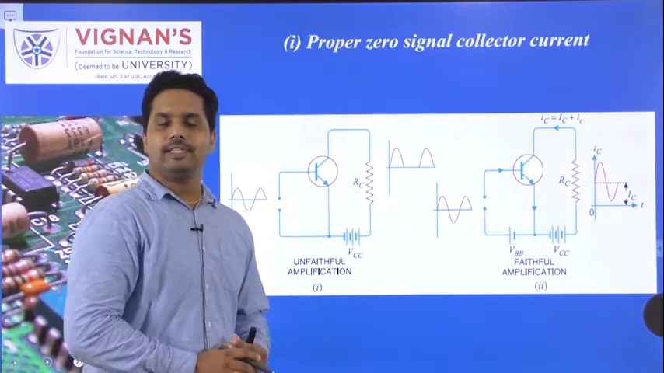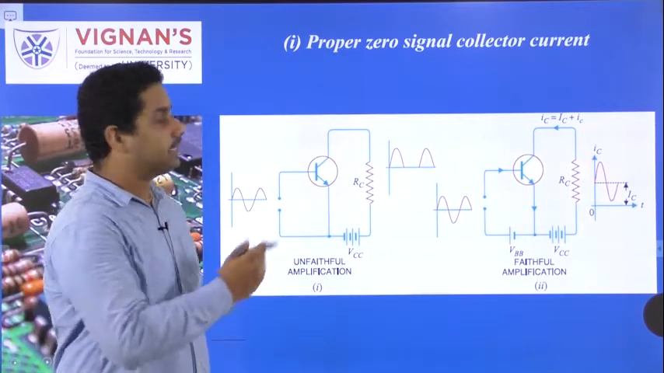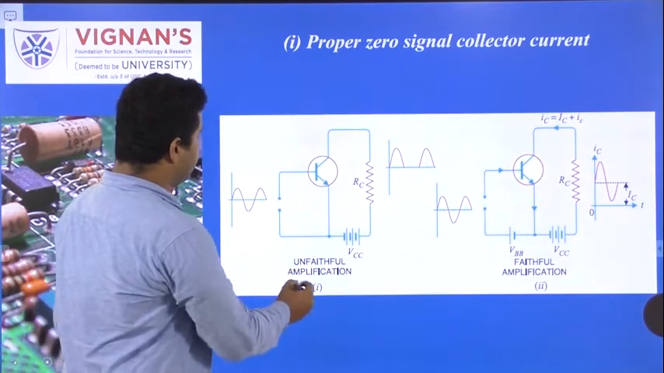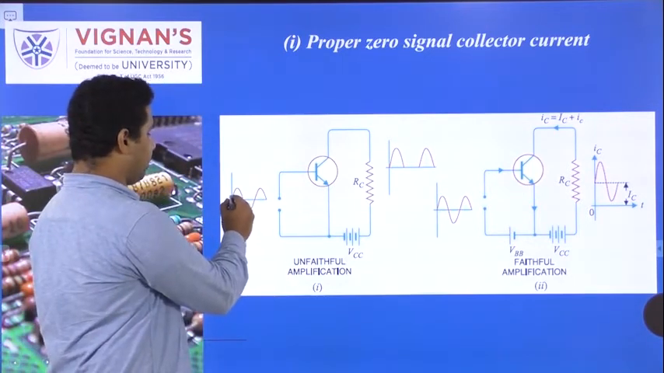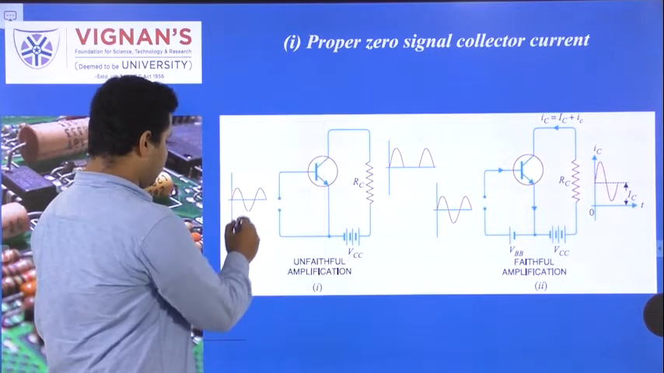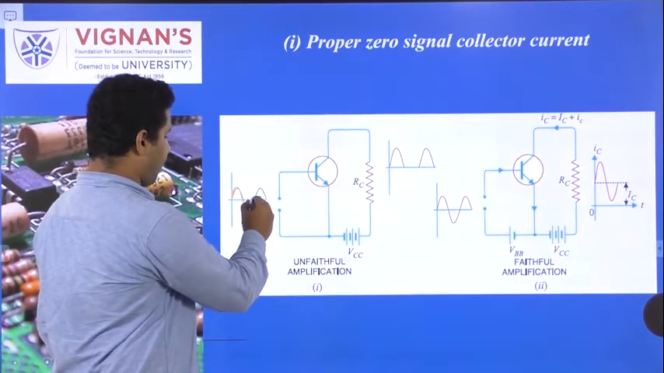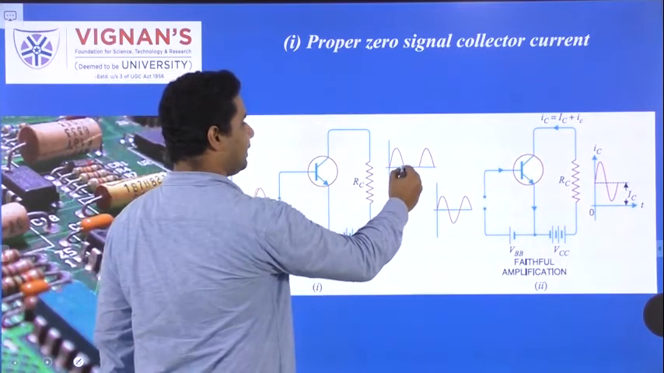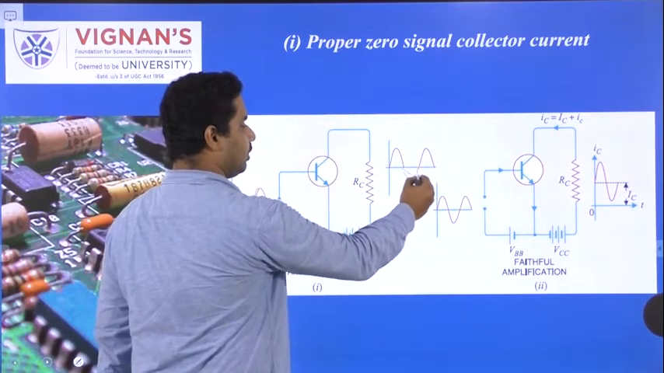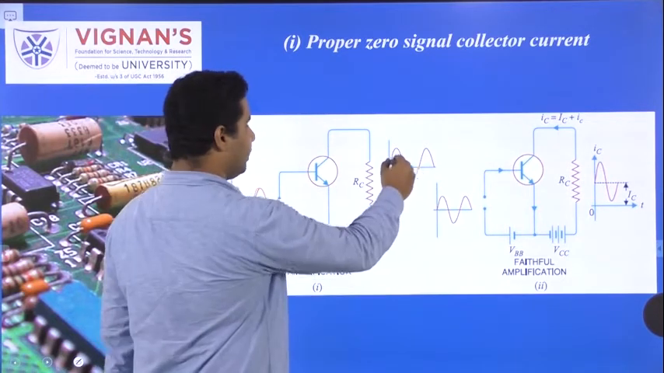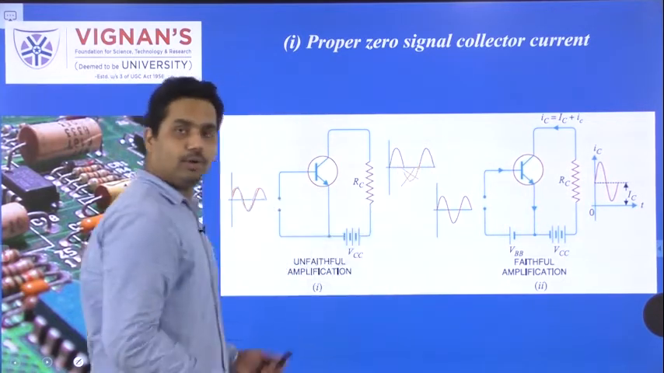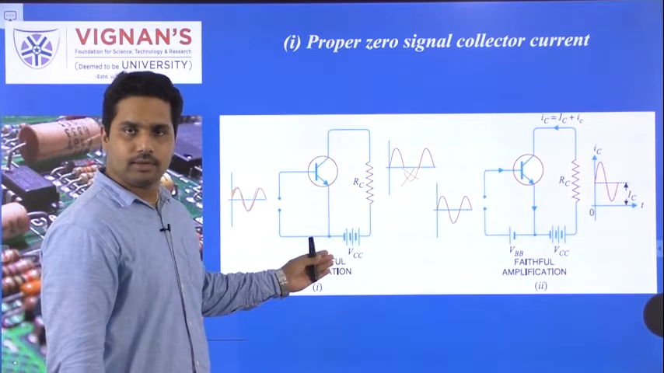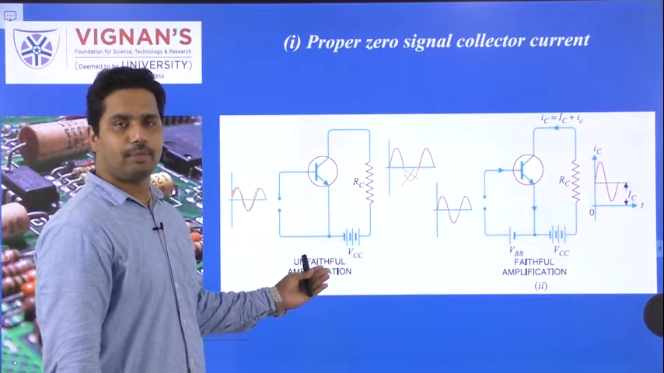Here we will see some more details regarding the zero signal collector current. In this one we can see that the input signal we provide is a sinusoidal signal, right? But in the output, you are not getting the negative half cycle, you are getting only the positive half cycles. Do you know the reason for that? Shall I call it a faithful amplification? No, it is not a faithful amplification.